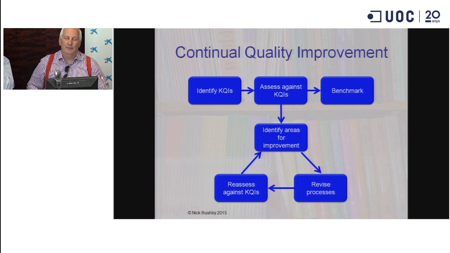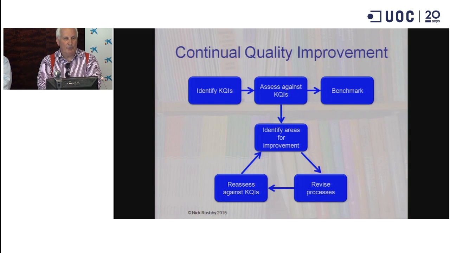Now, this is where we come to the work in progress bit. That's a fairly classic continual quality improvement process, whereby you identify the key quality indicators, and then you look and see how well you're doing against them. And one of the ways of doing that is to start talking or surveying your six client groups. That produces a benchmark. That's where we are at the moment. But then you go into this cycle of saying, okay, what areas are we going to try and improve? Revise the processes to try and improve them. Reassess again, have we made a difference? Is it better?